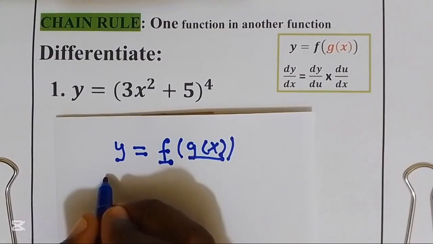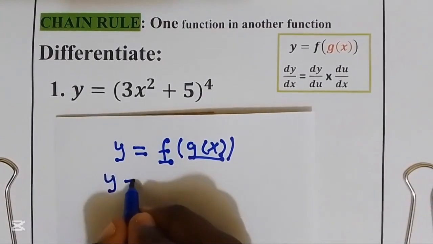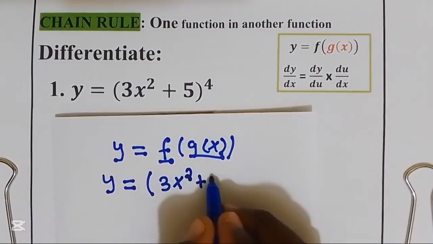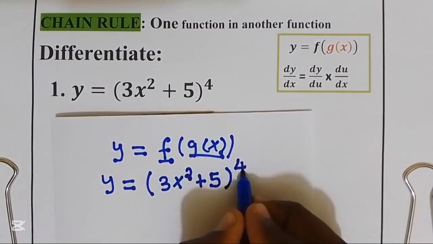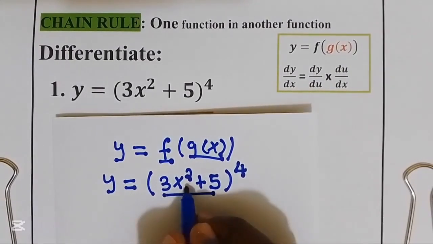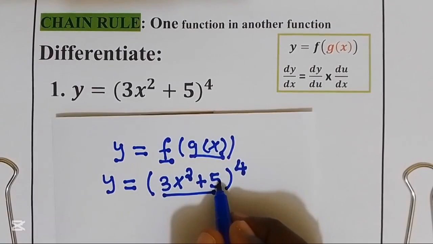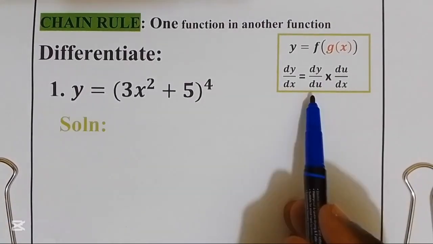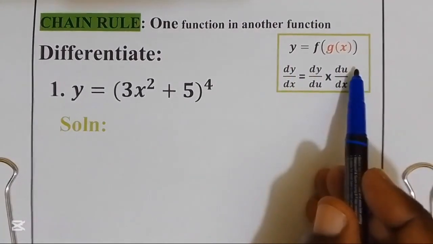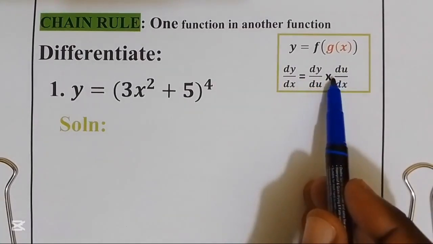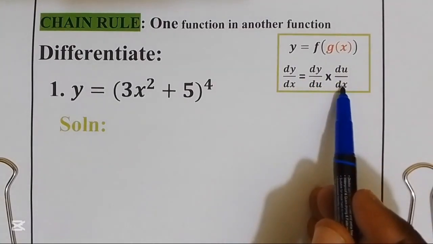For example, in our question, we are given y is equal to (3x squared plus 5) power 4. This is a composite function. We have the inner function, that is 3x squared plus 5, and we have the outer function that has power 4. For that case, it is easy for us to use the chain rule, which says dy over dx is equal to dy over du multiplied by du over dx.